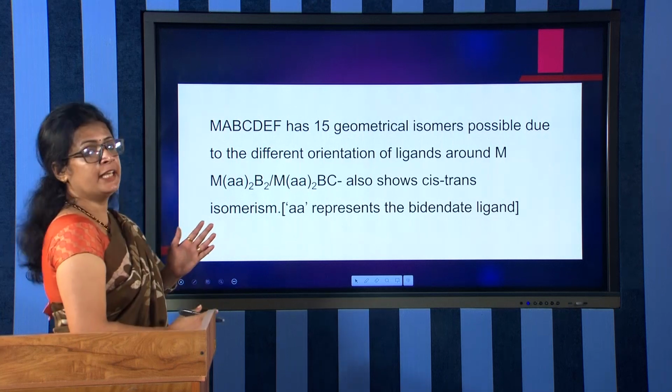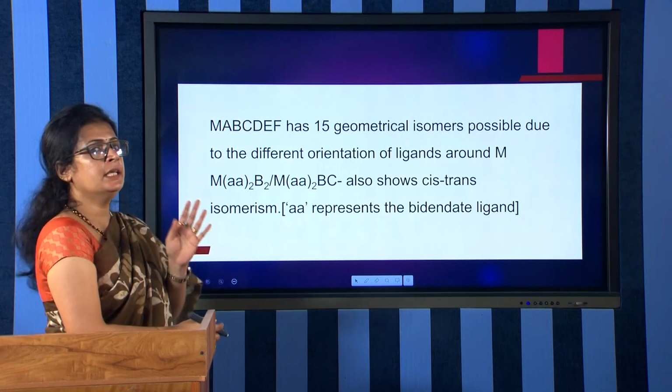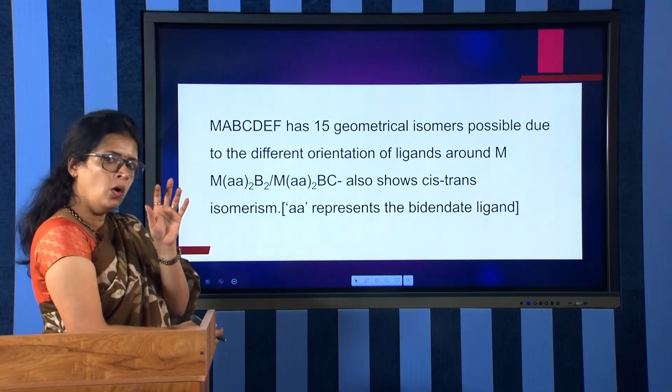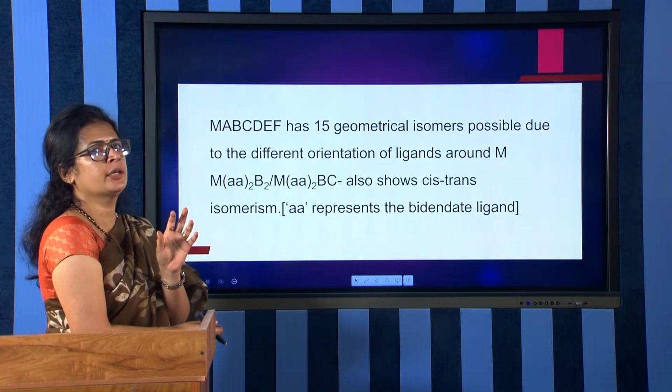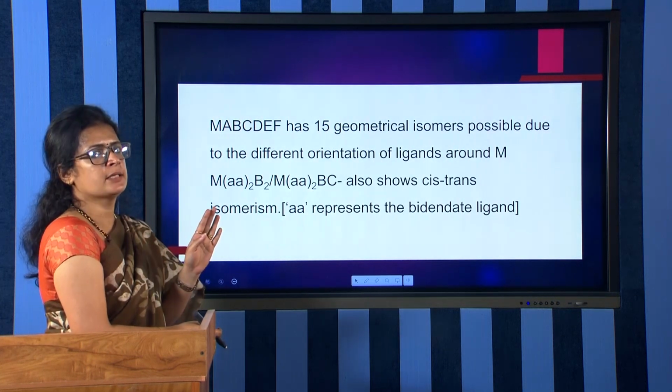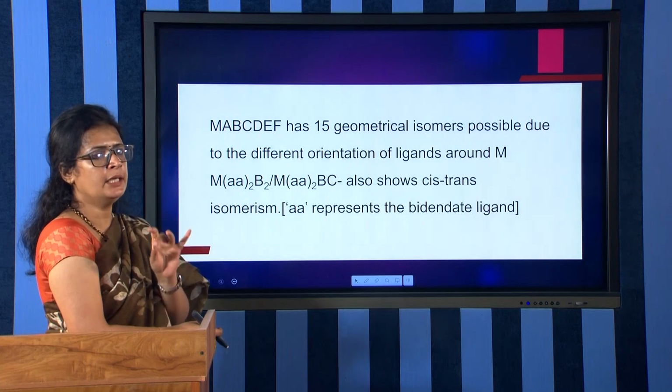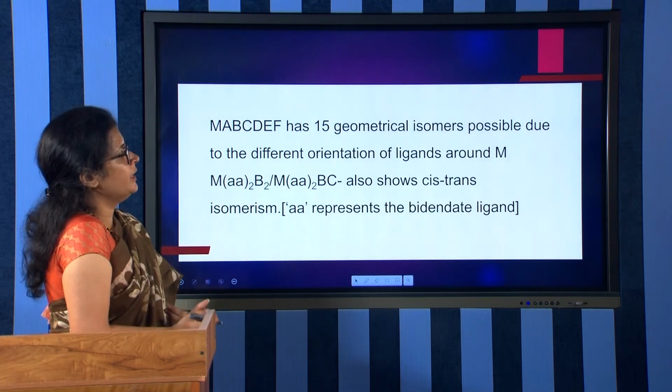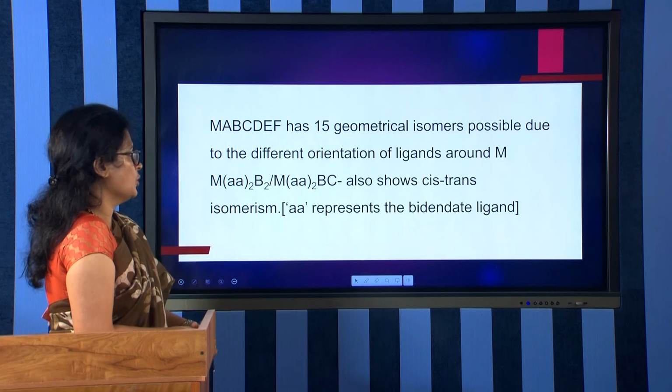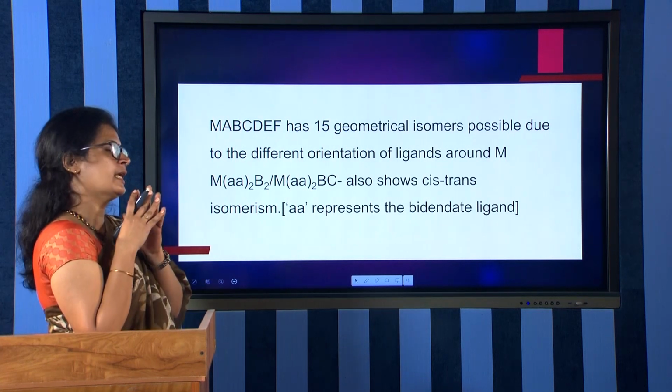And now the final type is MABCDEF, which means that all the ligands in the octahedral complexes are different: M, A, B, C, D, E, F. They will be showing 15 geometrical isomers due to the different orientation of the ligands around M.